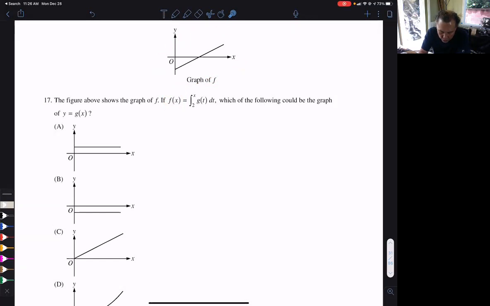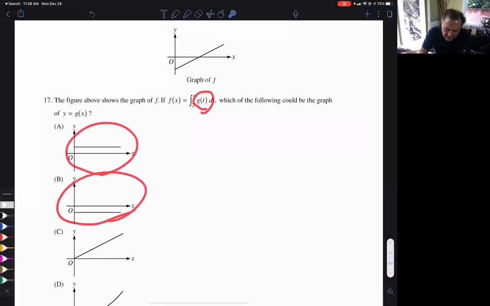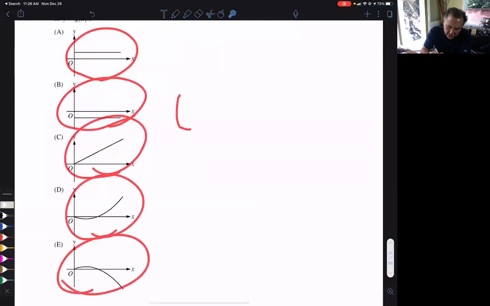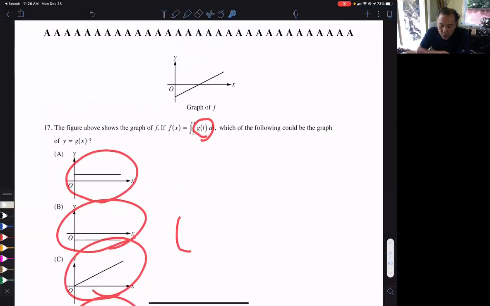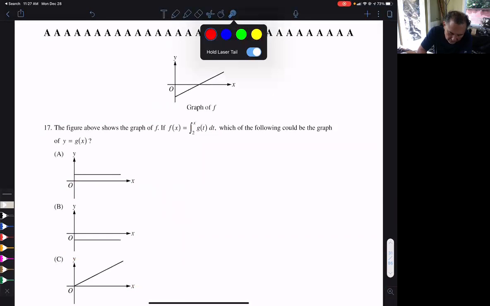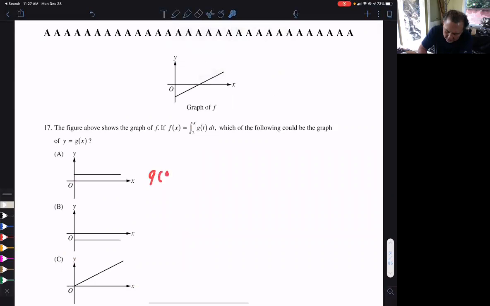And we want to know which could be the graph of g. So we're looking to see, is this g? Is that g? Is that g? Is this g? Is this g? So we can start with the first one, okay? And then I'll give you another way of looking at it. If we say, hey, is this one here, is this g?